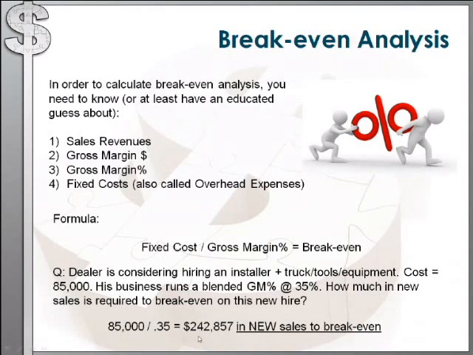If you're not going to increase your sales volume by this amount, then I would question whether or not this additional expense is really needed for the business.